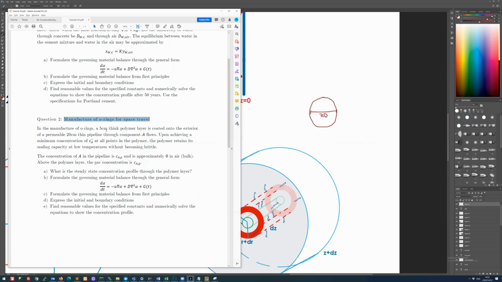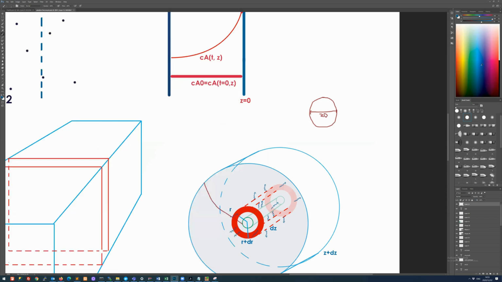And we are depositing 5 centimeters of polymer onto that. So here's our polymer layer. It's a fairly thick layer, considering that inside is 20. So this is 5. And so this is all polymer.